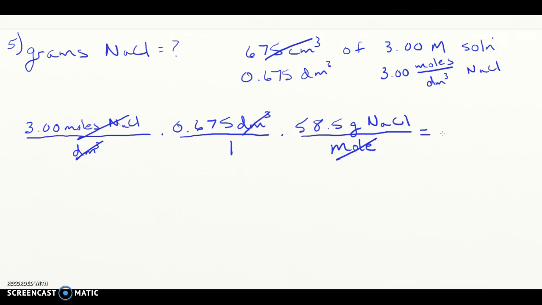And I get 118.4625. So 114.4625 grams NaCl. But hold on a second. Significant digits. There's 3 in this first one, 3 here, 3 here. So I can only have 3. So I'm going to round to this spot here. The digit here is less than 5, so this just stays the same. So it's 114 grams of NaCl.